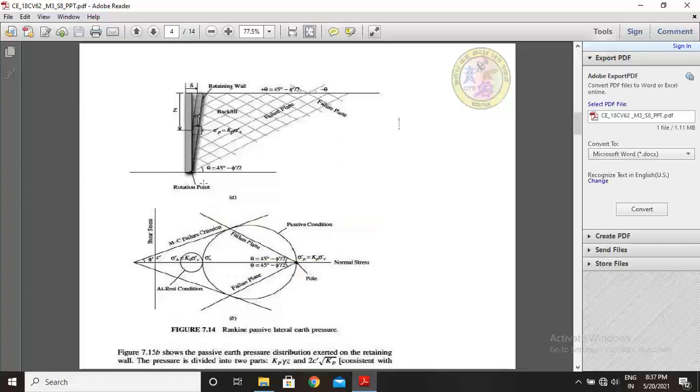This is the rotation point. A vertical wall moving towards the backfill is defined as passive earth pressure, and this distance is delta, that is friction. See this figure. Based on the horizontal lateral stress and vertical stress, we plot the Mohr circles and locate the Mohr failure criteria. Along the x-axis we select normal stress, and along the y-axis shear stress, and with respect to these we plot the Mohr circles.